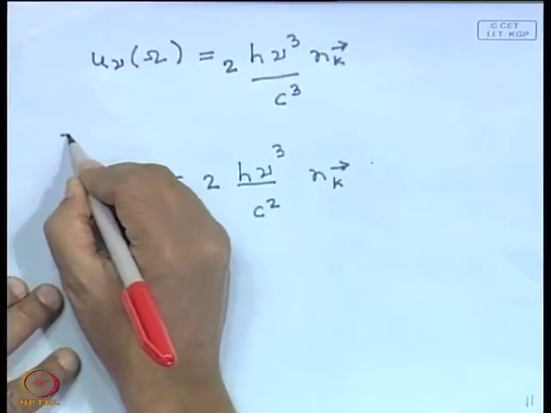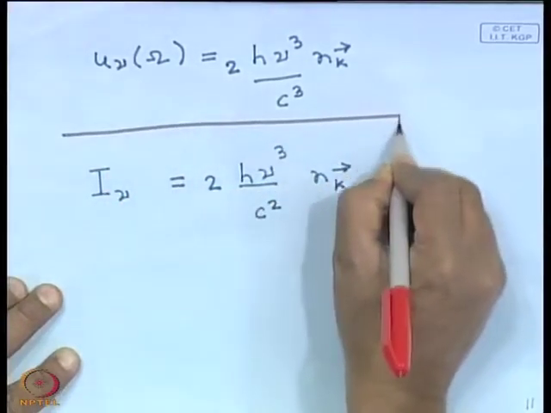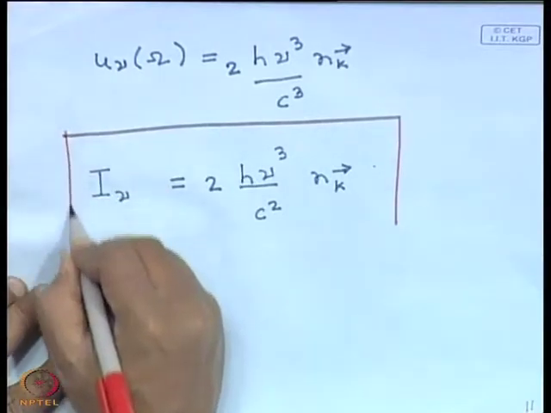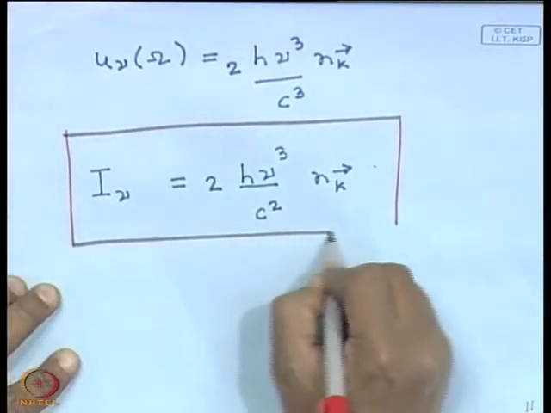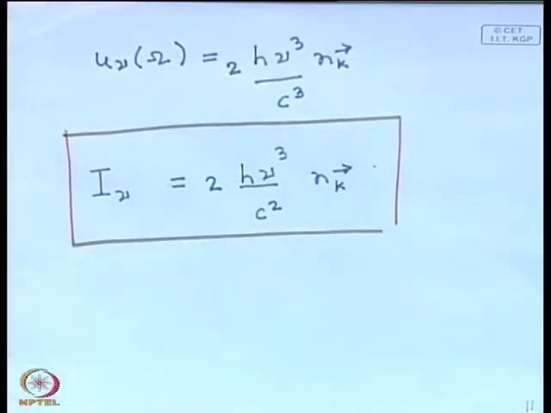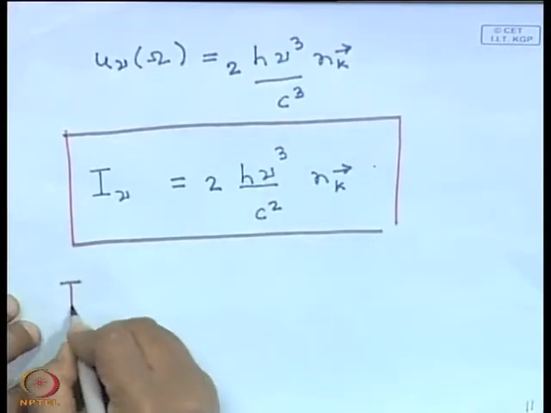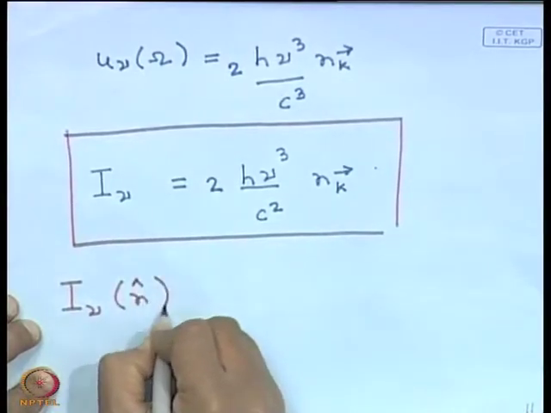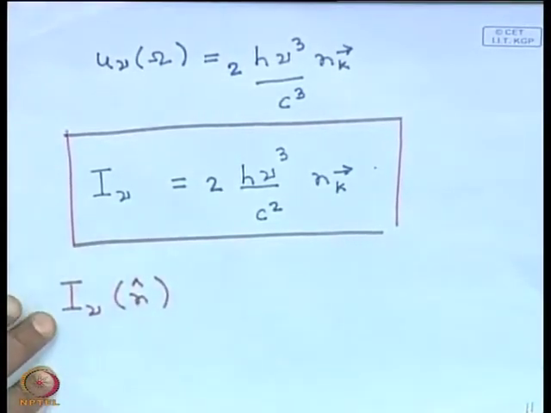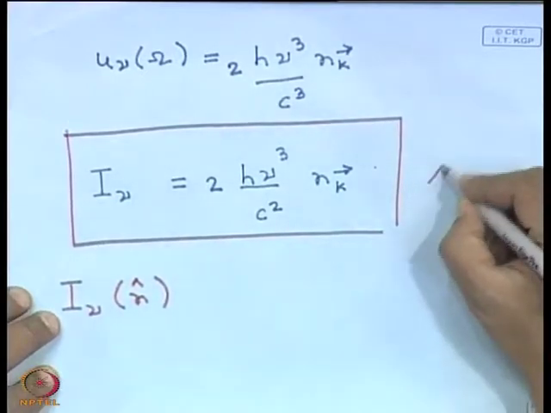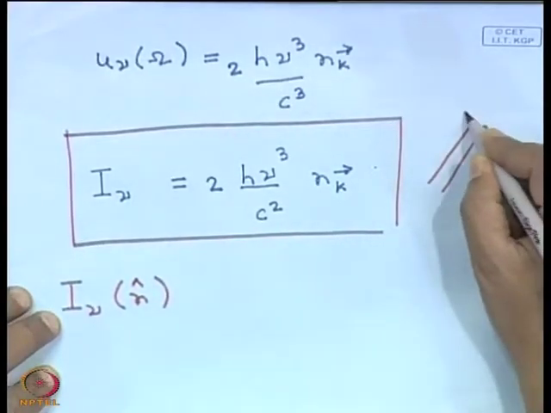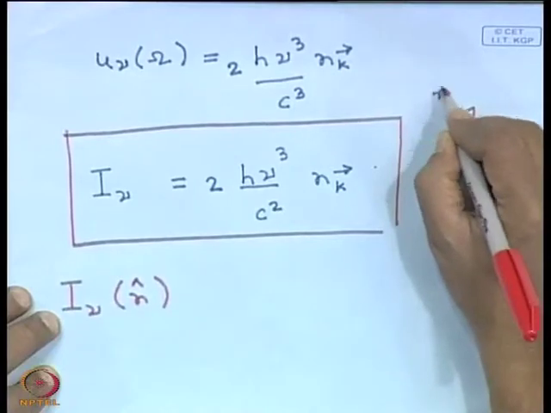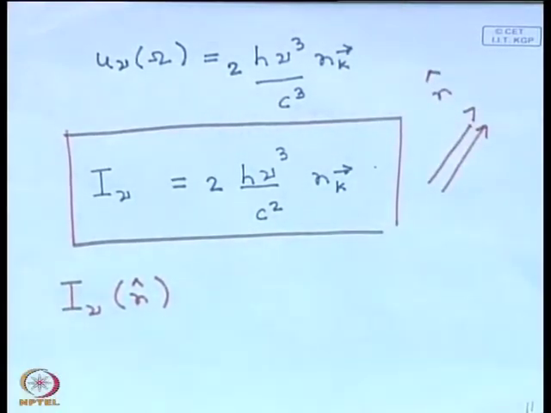So, we had calculated a relation between the specific intensity. Remember, the specific intensity I nu is for rays in a certain direction. So, this is a unit vector along the direction of the rays. Let me draw a picture. So, these are my rays. They are along some unit vector n and they will be in a spread of solid angles.